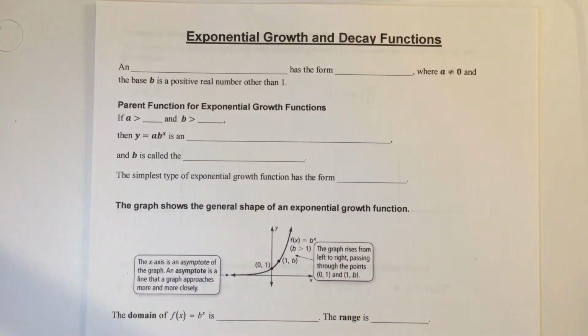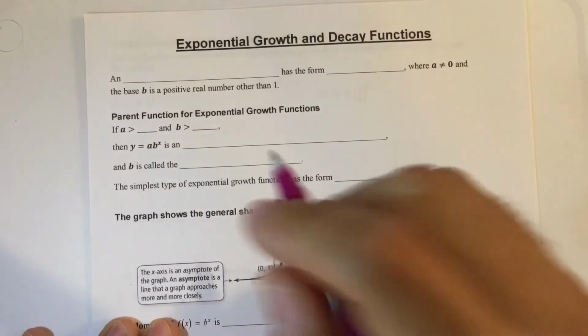All right, so these are the notes for exponential growth and decay functions. To start this off, an exponential function has the form y equals a b^x.